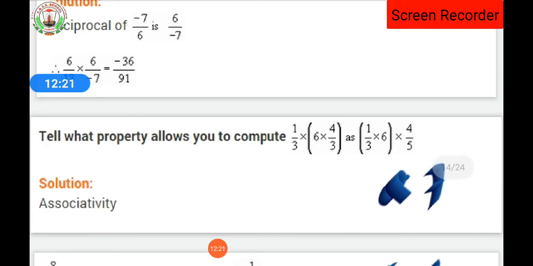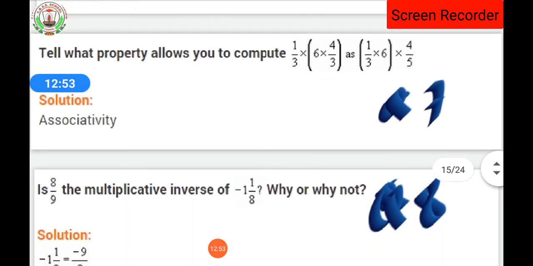Moving toward the next, tell what property allows you to compute 1 upon 3 into 6 into 4 by 5 as 1 upon 3 into 6 into 4 by 5, with the brackets moved. So by looking at this, which property can we see? As we know, in the associative property, the bracket is present on the second two terms in the LHS, while in the RHS the bracket is present on the first two terms, isn't it? So here we can say that the associative property is being used. Clear, everyone?